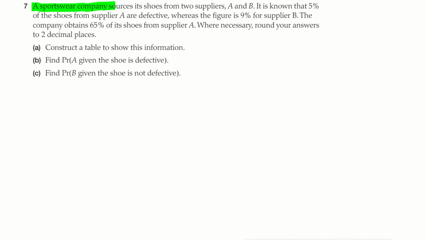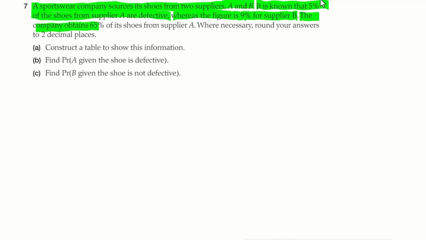A sportswear company sources its shoes from two suppliers, A and B. It is known that 5% of the shoes from supplier A are defective, whereas the figure is 9% for supplier B. The company obtains 65% of its shoes from supplier A. Where necessary, round your answers to 2 decimal places.